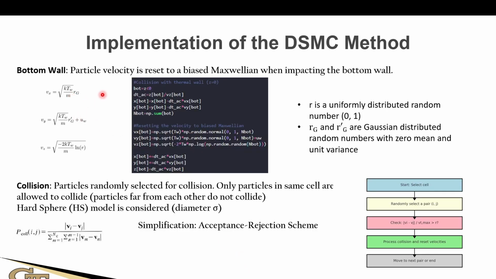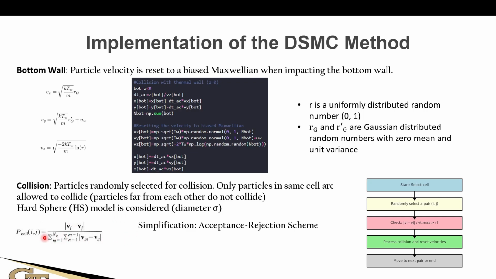At the bottom wall, the particle velocity is reset to a biased Maxwellian. Since there's a temperature of TW at the bottom wall, we use these relations to get the velocities after collision with the bottom wall. And R and RG are obtained from the Python libraries for the normal distribution with a mean of 0 and variance of 1.